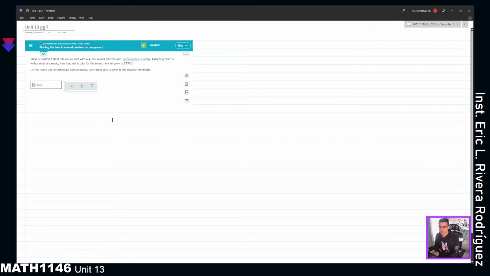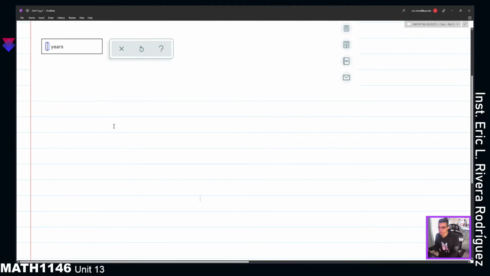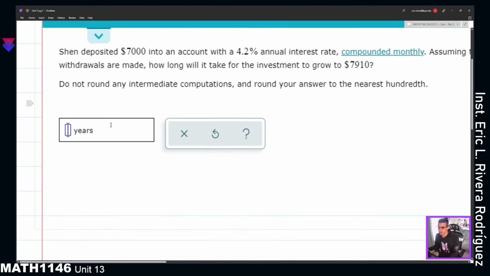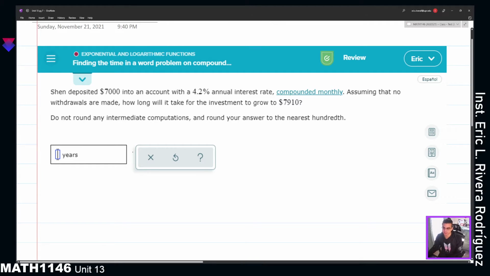Okay. Here we have a different type of exercise where we are working with financial. This is a financial problem. All right, so let's start reading. Chen deposited. Okay, deposited. That is telling you we're talking about a financial exercise. Deposited 7,000 into an account. This sounds to be the principal, but we don't have confirmation yet.